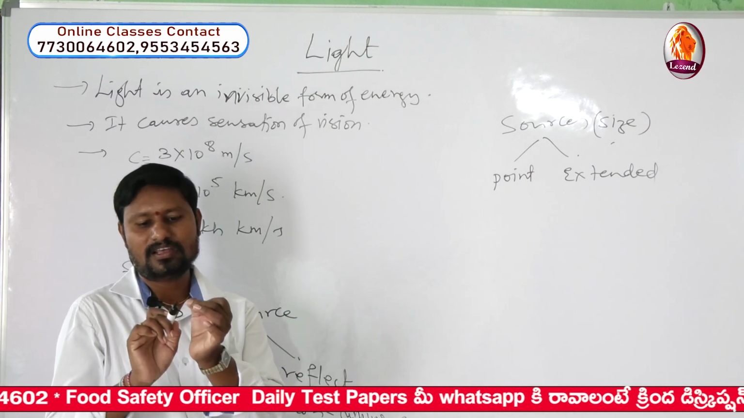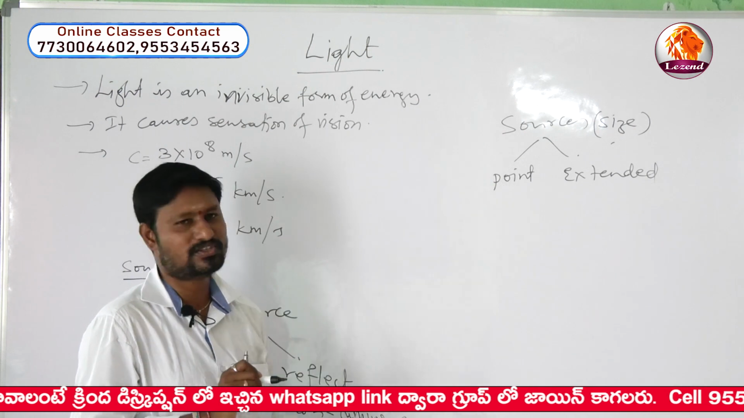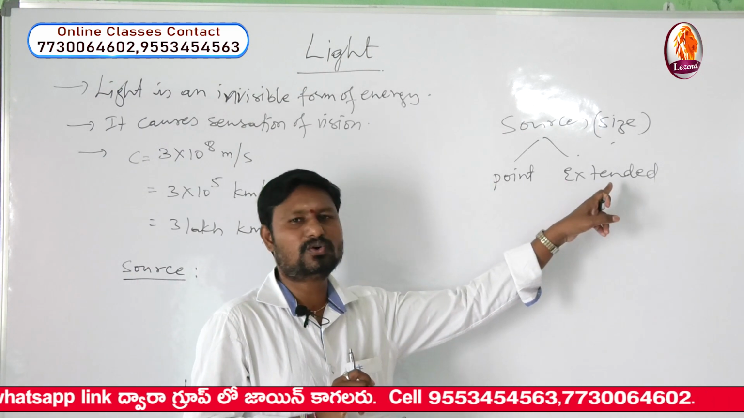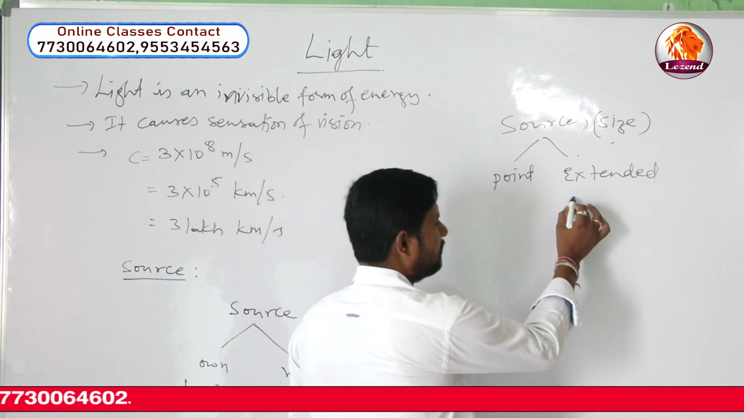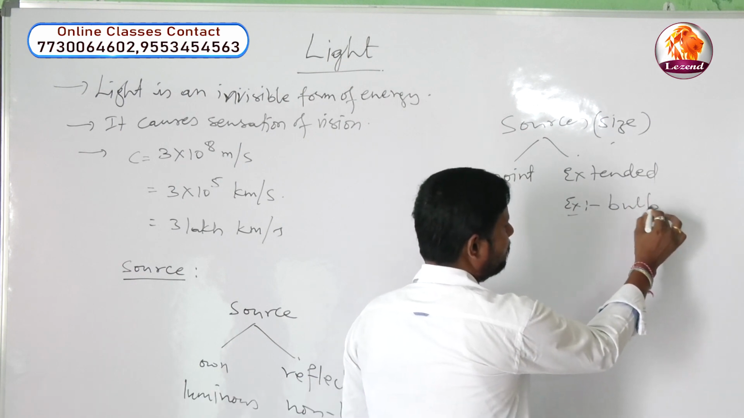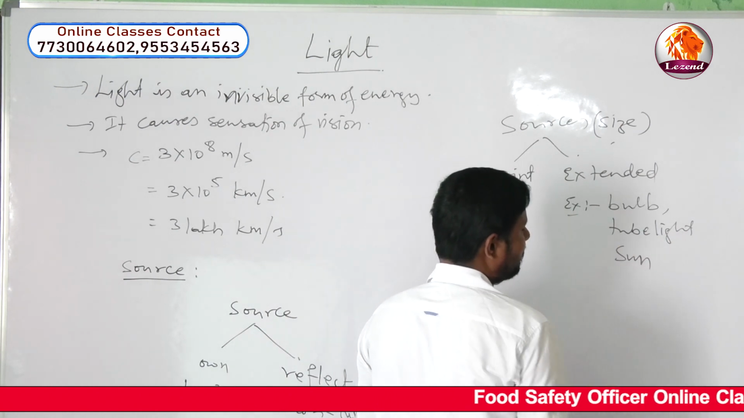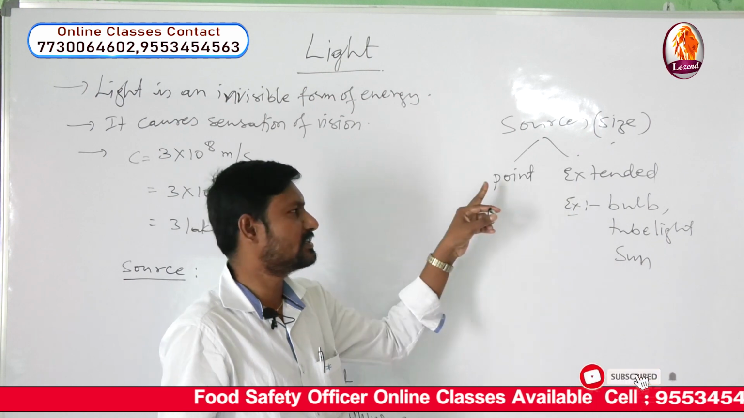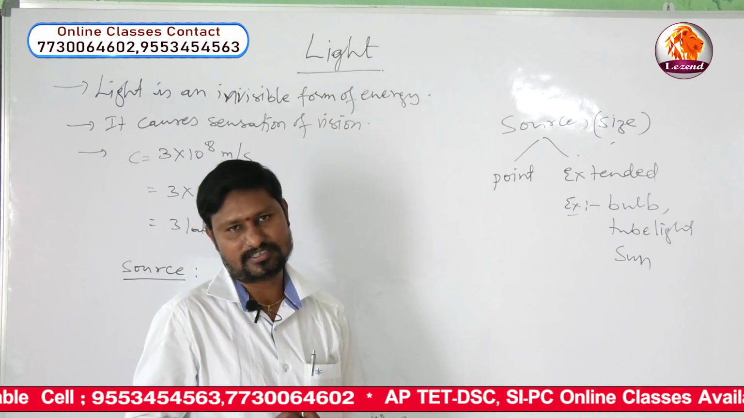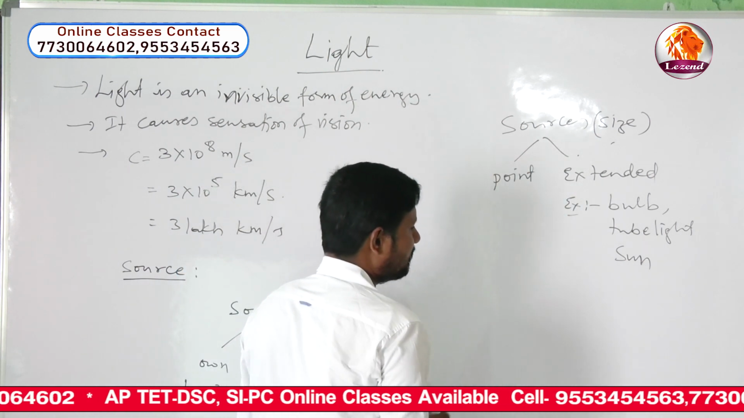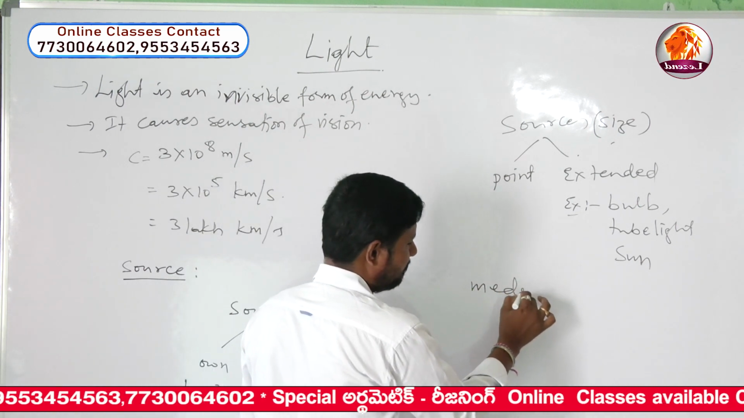For example, if you take a pin, the tip of the pinhead is how much size is there. Such a size is considered a point-sized source, and other than point-sized sources, all are considered extended sources, which means whatever we use here, the bulb, tube light, sun, stars, all these are considered extended sources of light, and point sources of light we generally create in the laboratories. This is about the sources, and another important term which we use in the light chapter is medium.